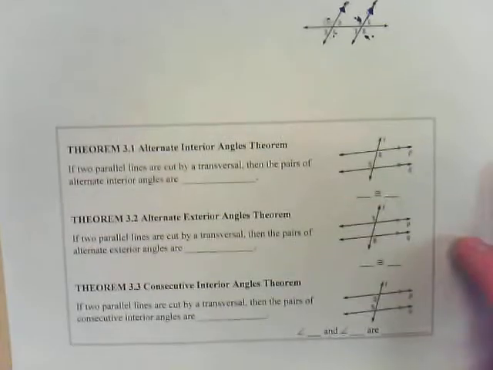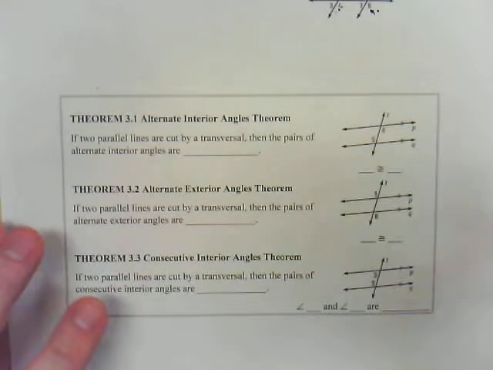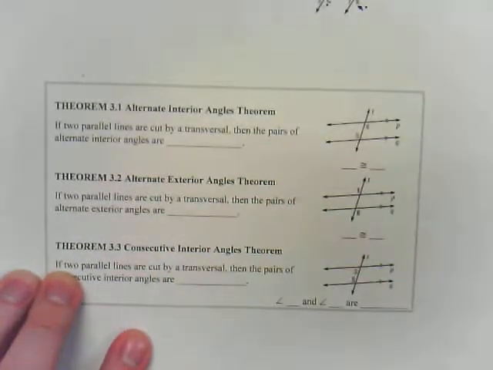Now let's look at these other 3 that we looked at in 3.1. So again, in 3.1 we were just looking generally at a transversal cutting through any 2 other lines. In this lesson we're looking at if those lines are parallel. So these are the nice things that come out of that. So alternate interior angles, those are also going to be congruent.